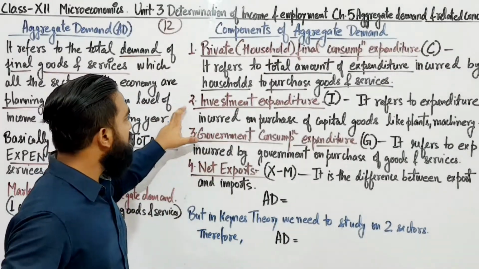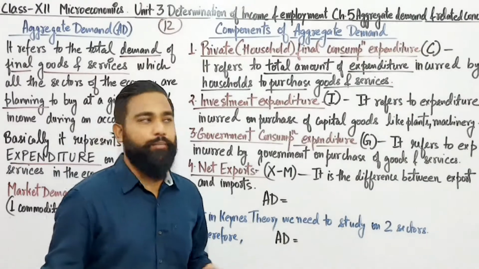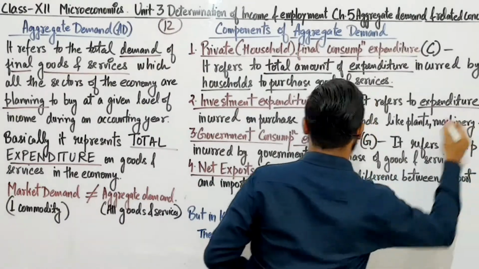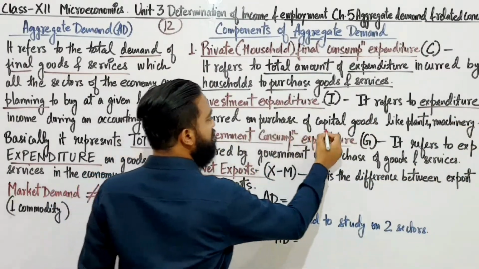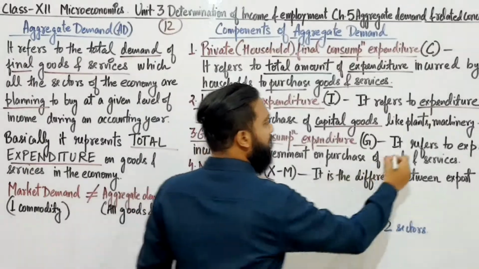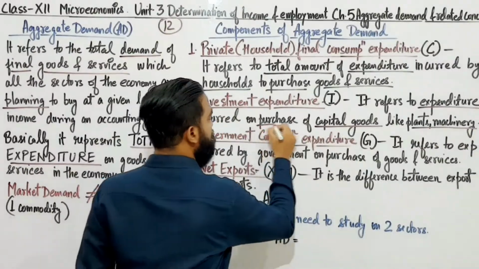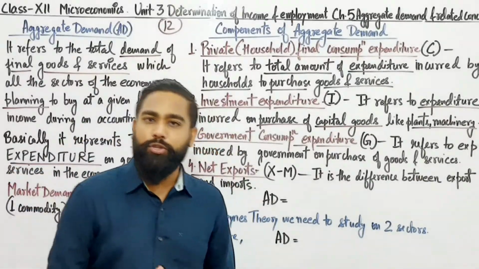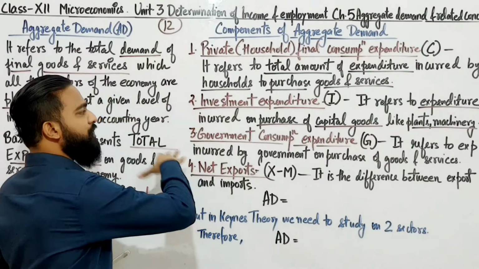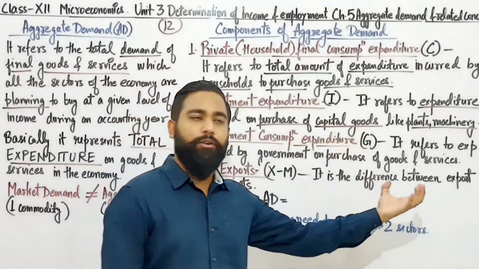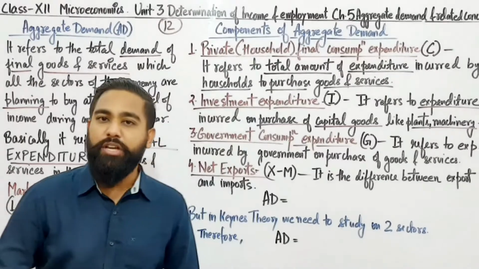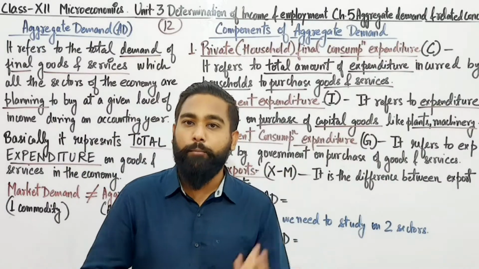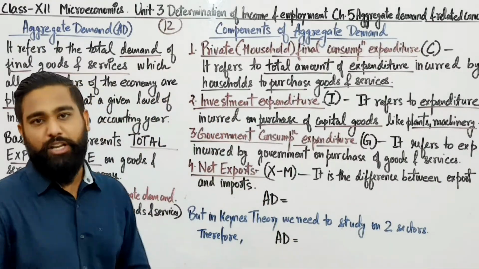Now, the second one, investment expenditure. It is also an expenditure which is incurred on purchase of capital goods like plants and machinery. Basically, this is done by the producers. It refers to the expenditure incurred on the purchase of capital goods like plants and machinery, which are used to make further profit, for producing more goods. So this is your investment expenditure.